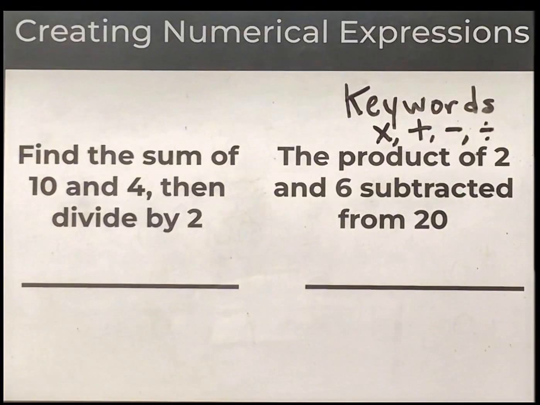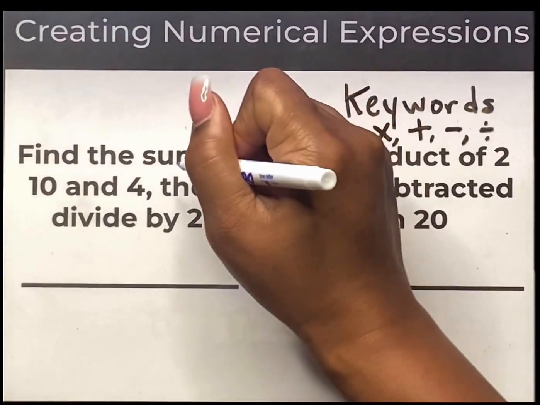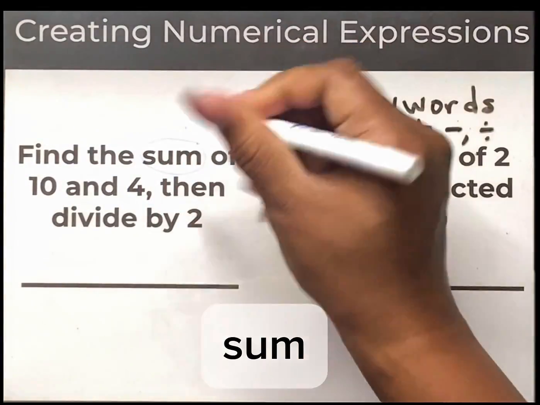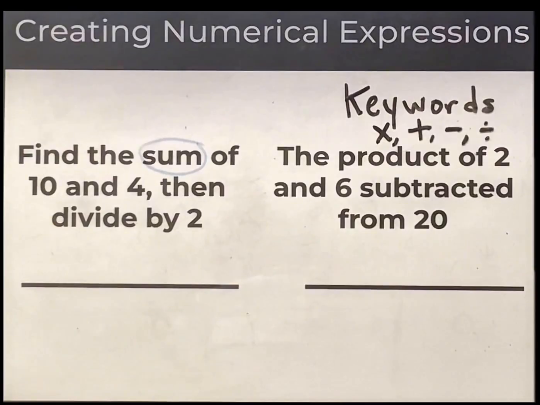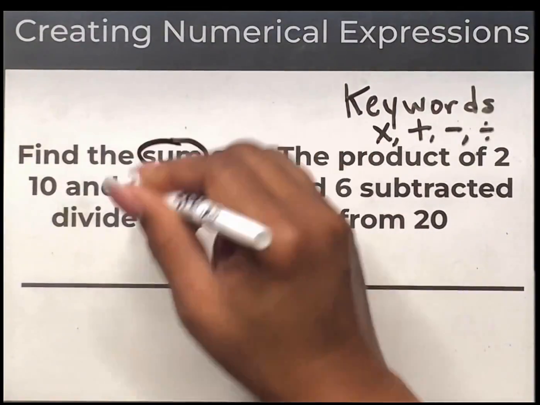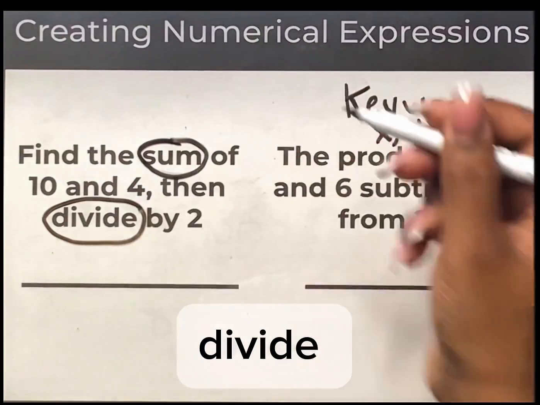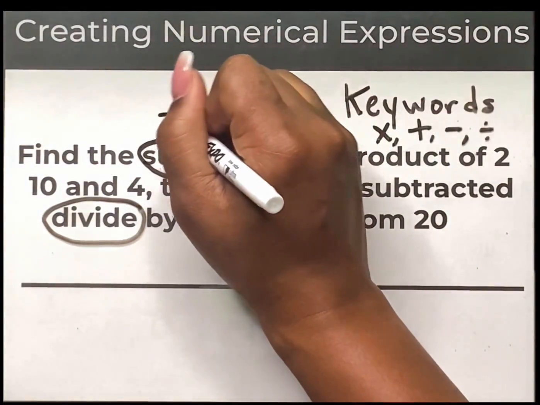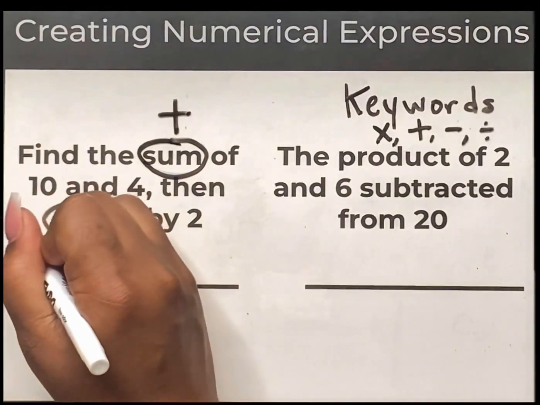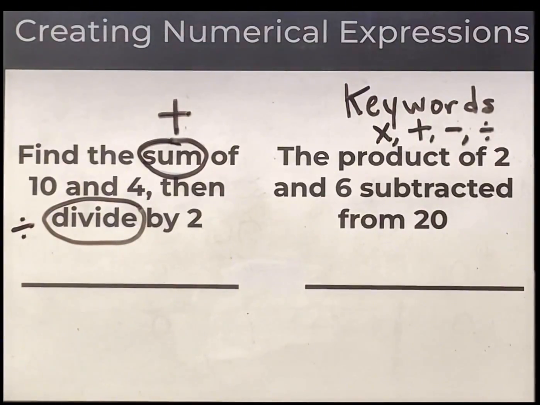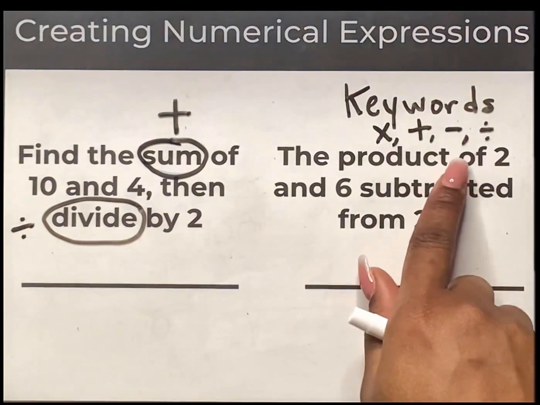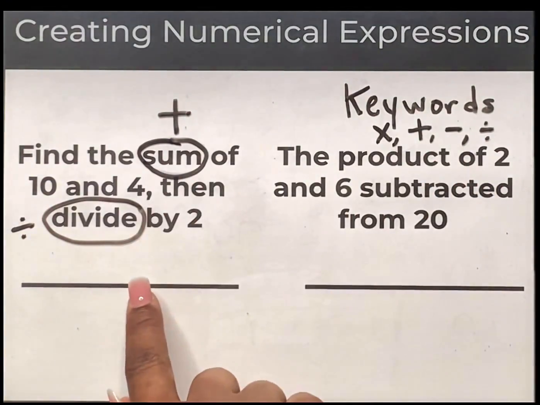So in this first example, what are some keywords that you see that could possibly tell you the operation? Hopefully you said sum, circle sum. Hopefully you also said divide. And we know sum means we're adding, and divide, of course, is sharing or division. Now, I've identified keywords that signal to me what my operation will be.